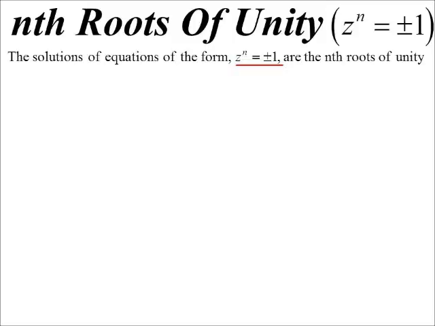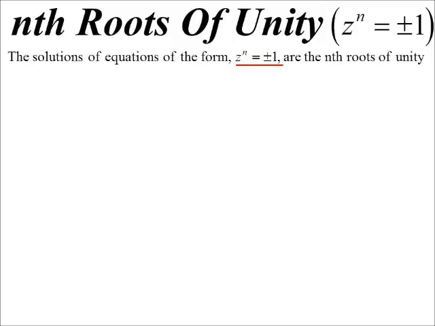The last thing we're going to look at with complex numbers is this thing called roots of unity. So basically, solutions to equations of this form: z to the power of n is plus or minus 1. Majority of the time it's positive 1, but occasionally you do see negative 1, and that has its own little intricacies. So that's what's known as the nth roots of unity.